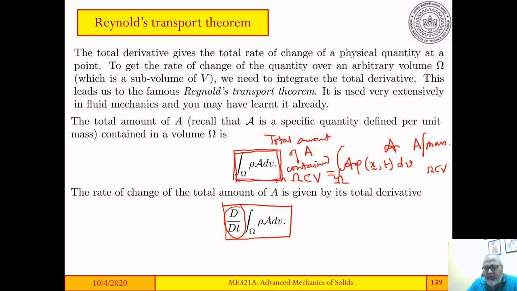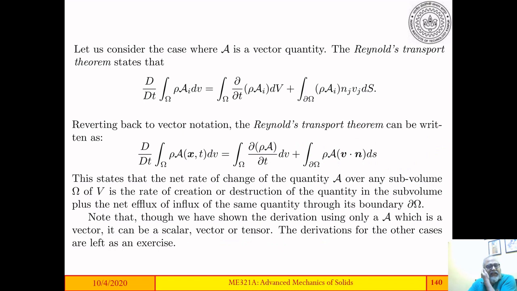Now Reynolds transport theorem gives me an answer to it. It can be proved, of course, and it might have been proved in your fluid mechanics courses. Not going into the proof, but the answer is kind of obvious. This is what I have set out to find. This is the rate of change of the total amount of A held inside this volume omega. And Reynolds transport theorem says that it has two parts. One is this, and the other is this.